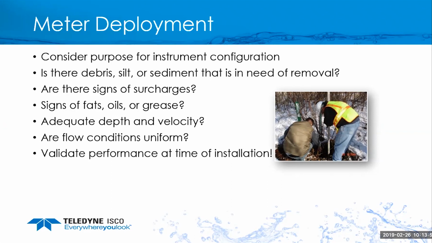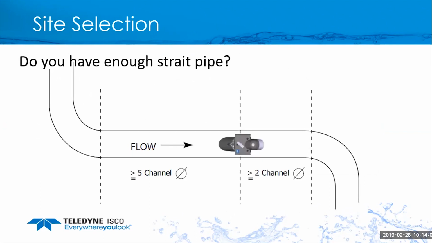And last, you want to validate the performance at the time of installation. So when selecting a site, you want to make sure you have enough straight run of pipe. So the general rule of thumb is that you have 5 diameters of straight pipe upstream and at least 2 downstream. Now, depending on applications, you may need more or less straight pipe. So what that means is if they have a higher velocity, you may need a longer straight run, possibly 10 diameters upstream.